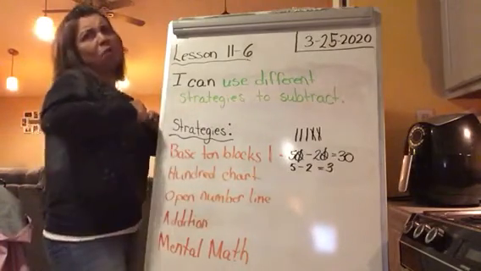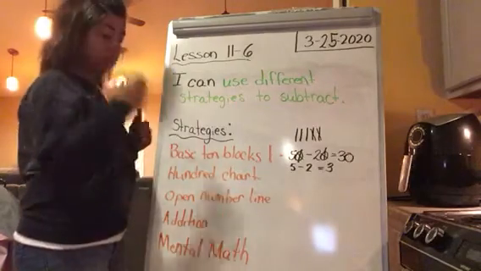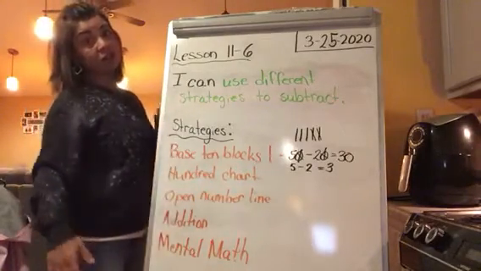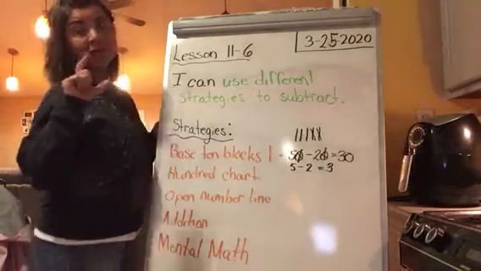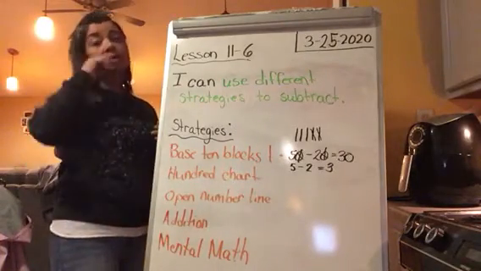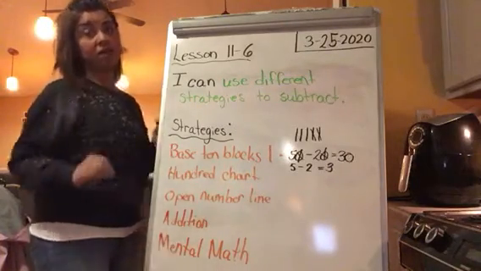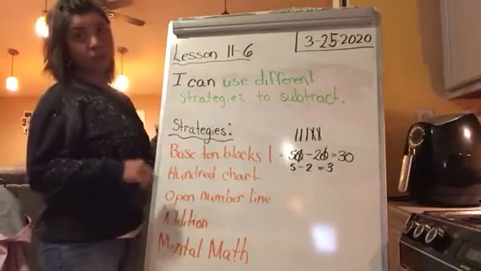And you say, well, Miss Baker, what do I do if I don't have base 10 blocks? What if I can't draw them out? What's another strategy to use? Well, another strategy to use is the 100 chart. Now today we're only going to be using a piece of the 100 chart because you may not need all of them. You just may need a portion of the 100 chart. So we're just going to use a piece of the 100 chart today to practice with.